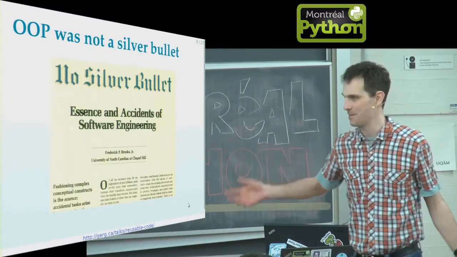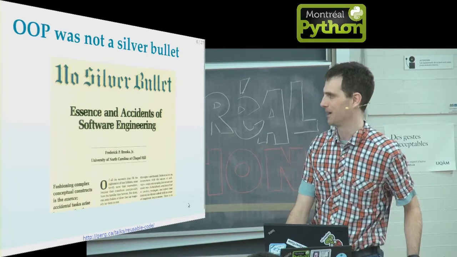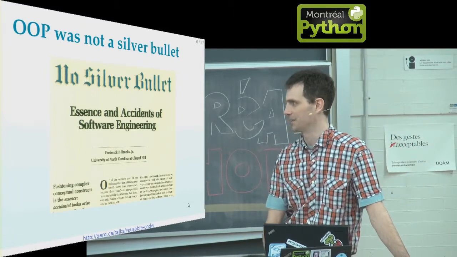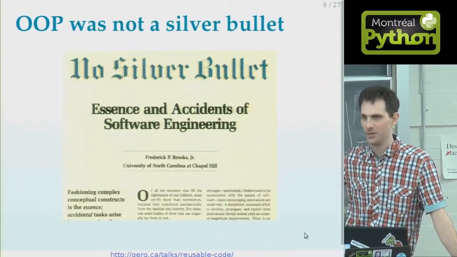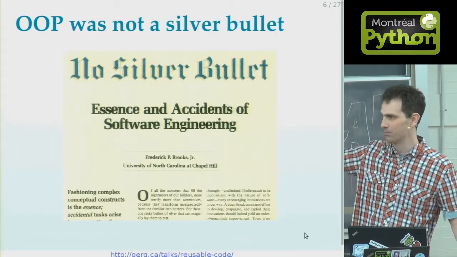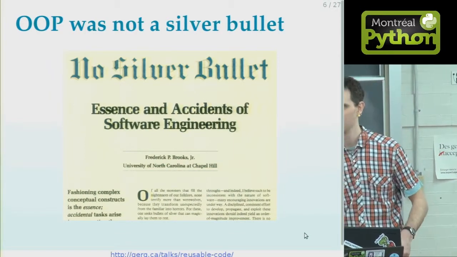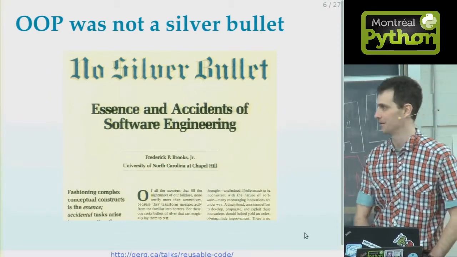So anyway, I'm not here to bash object-oriented programming. I think classes are great. I think inheritance is even a useful tool if you use it carefully. I am merely here to point out that Fred Brooks was right in 1986, years and years and years before the object-oriented zealots started trying to sell their snake oil.